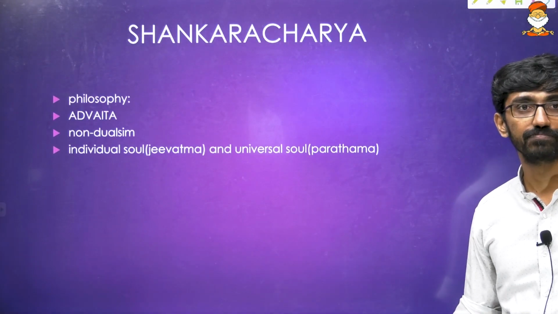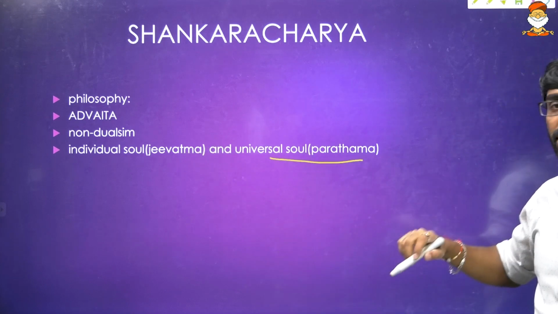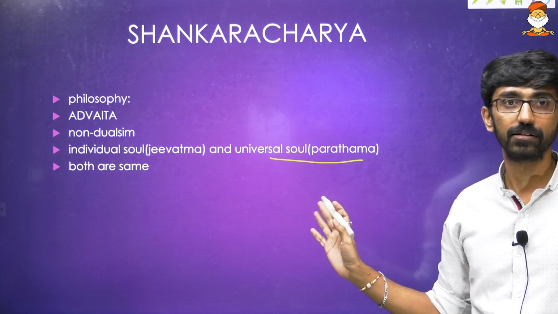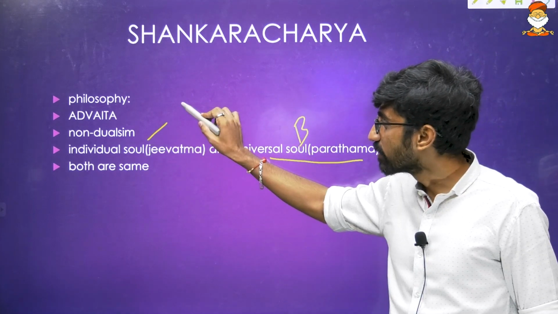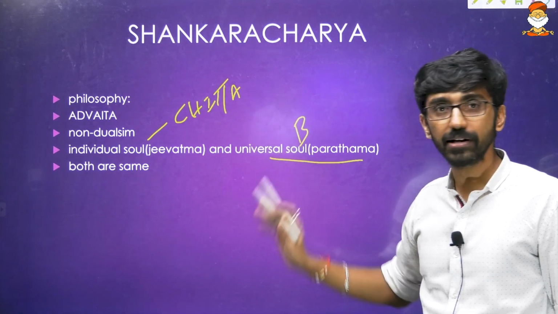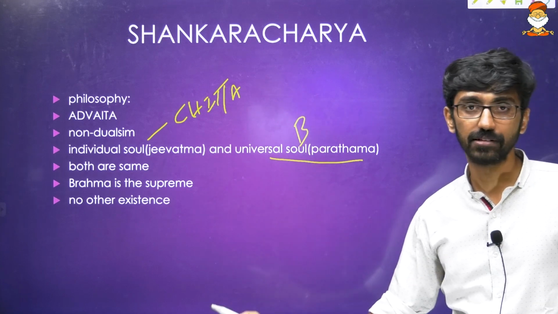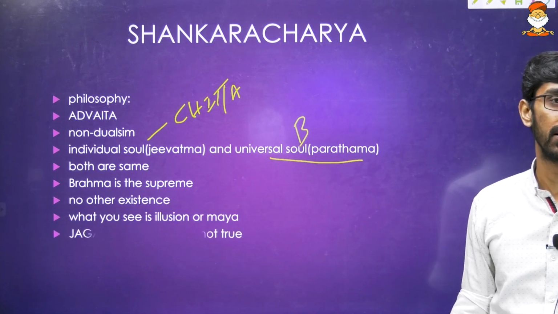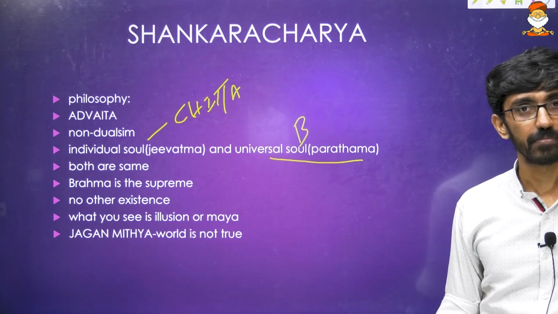Advaita means non-dualism. Individual soul, that is Jivatma, and universal soul, that is Paramatma, both are the same. There is no difference. Universal is also called Brahma. That is one thing. And Brahma is the supreme, there is no other existence. What you are seeing is Maya, illusion. That is Jagan Mithya. The world is not true.